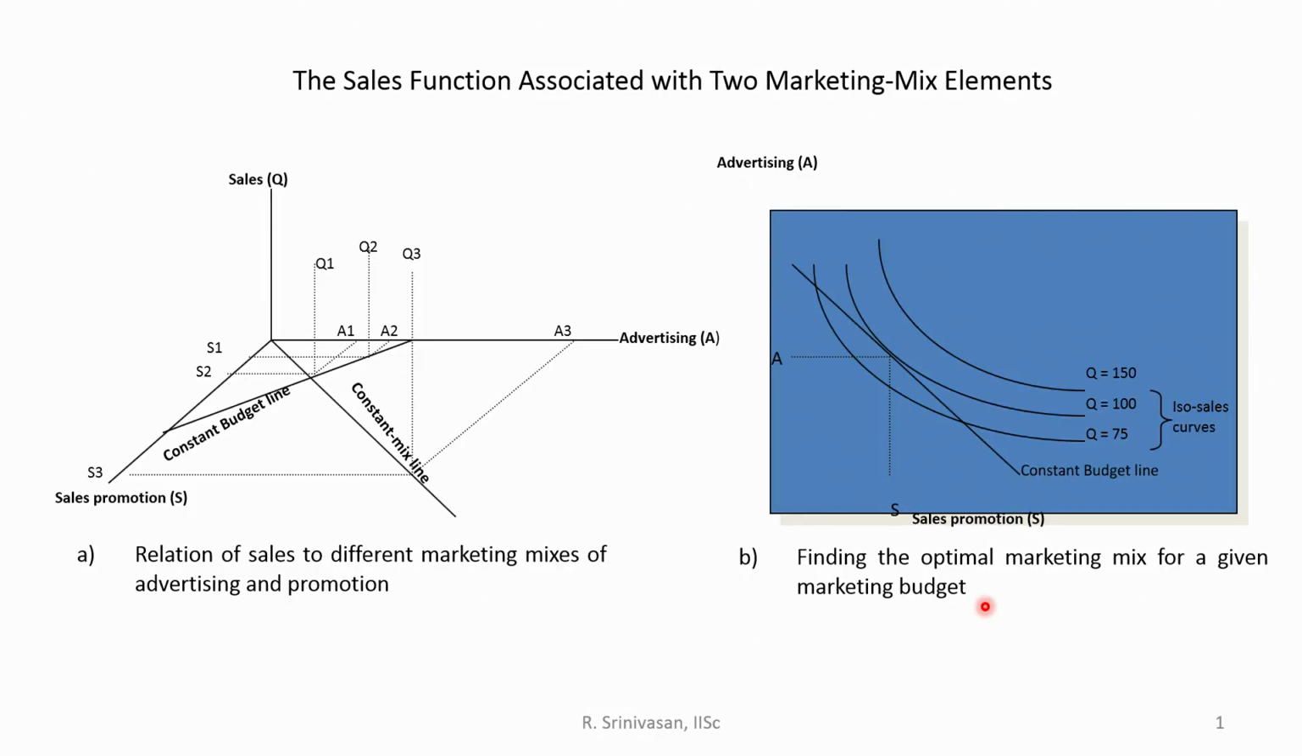Now, when your budget is constant, here in this second graph, you can look at drawing a tangent to each of these sales curves, that is the iso-sales curves, to get the optimal marketing mix for a given marketing budget. So, from this we move up further.